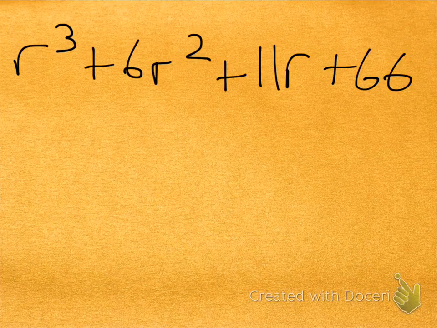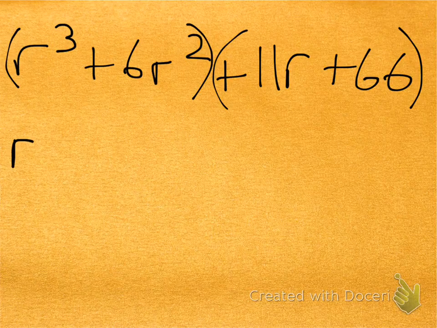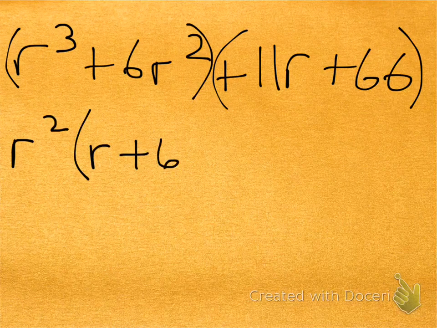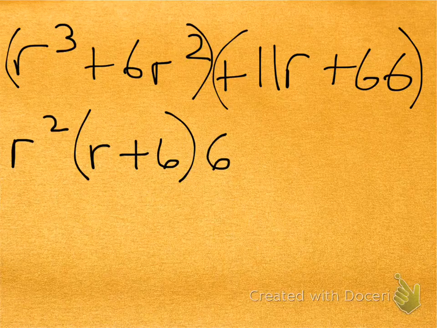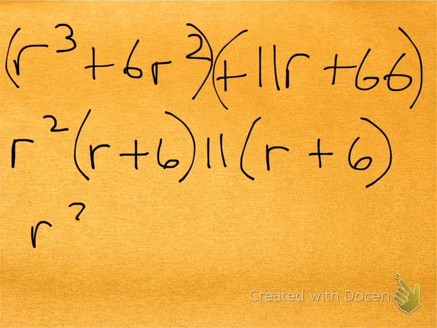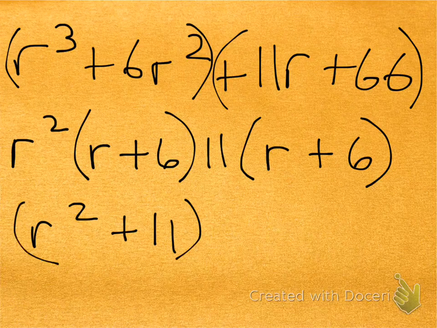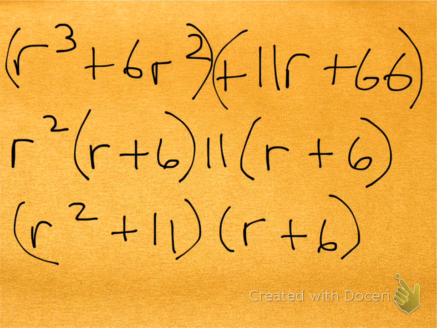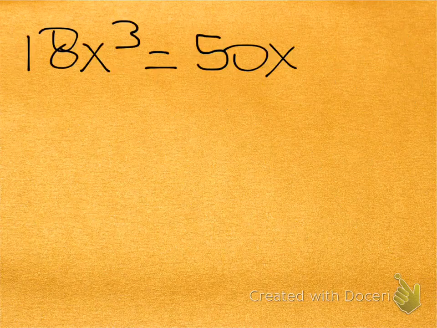Here's another one like that. We need to take out an r squared. That's going to give us r plus 6. We take out a 6 or an 11, and that's going to also give us r plus 6. So we have r squared plus 11 and r plus 6. And since 6 and 11 are not perfect squares, and they both have plus signs, we can't go any further.